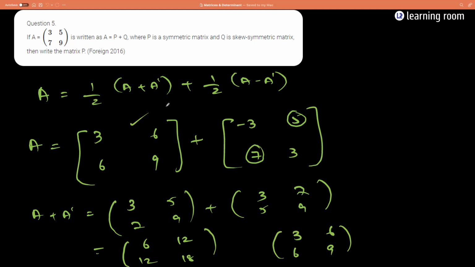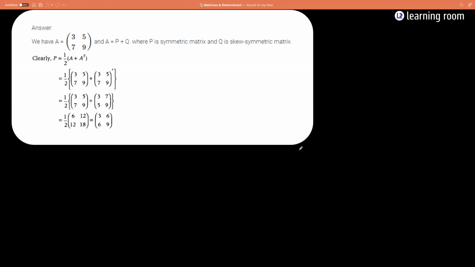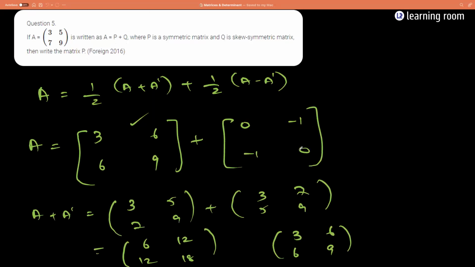0 A minus 1 minus 1 0. 0 minus 1. This makes sense. 0 minus 1 minus 1 0, then. Yes, sir. It's not given here, but that's right. So A can be written as a sum of a symmetric and a skew symmetric matrix P and Q.